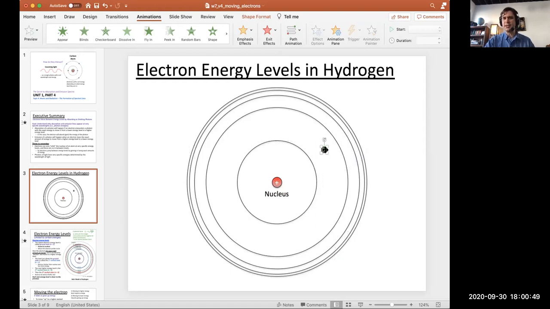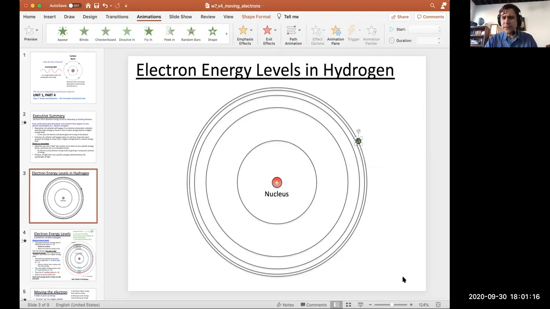I cannot have the electron orbit at that distance, at that energy. That's just not how atoms work. That's the weird part about quantum mechanics, that that is not allowed. It can only be here, orbit at this distance, this distance, this distance, and so on and so forth.